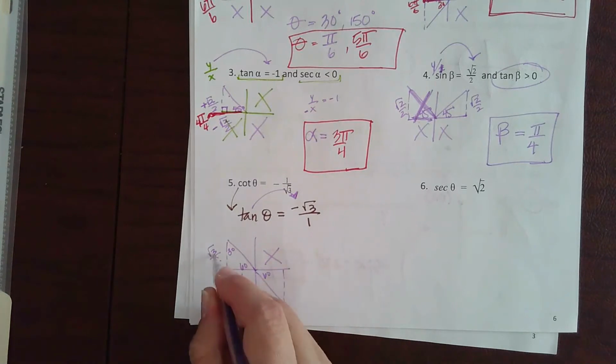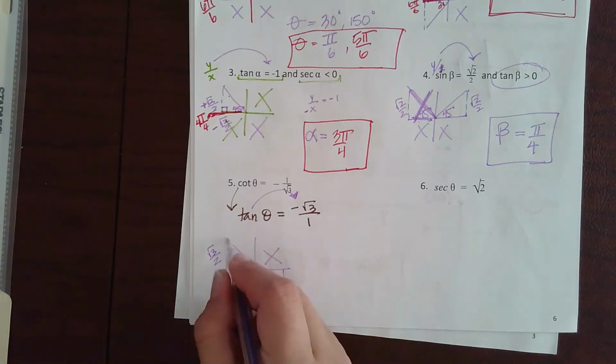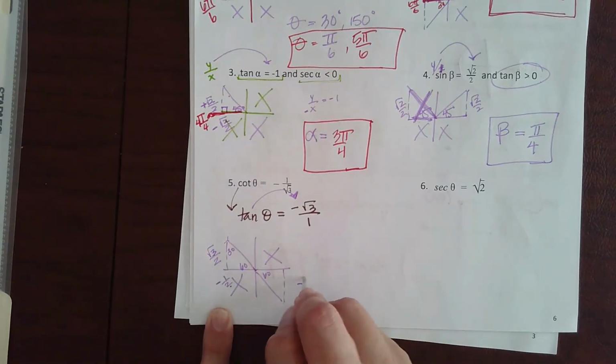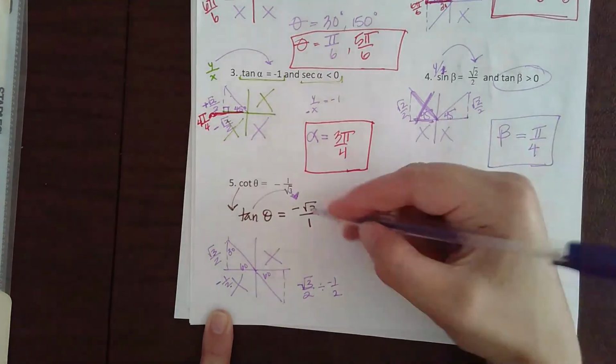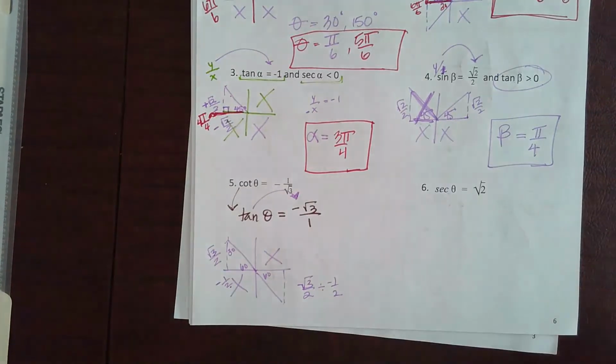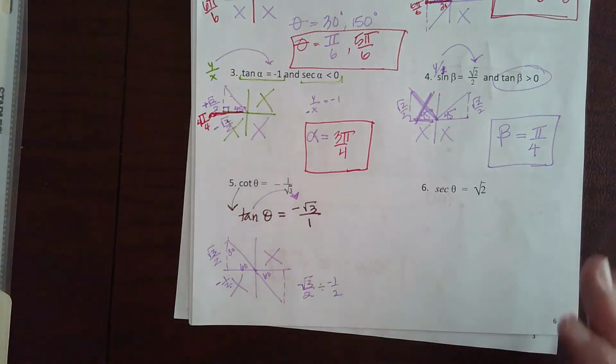Tangent would be opposite over adjacent, or y over x. So root 3 over 2 divided by negative 1/2. Does this give me negative root 3? If it does, then I know I picked the right angle. If I didn't, then I know I switch them. So let's do the math.